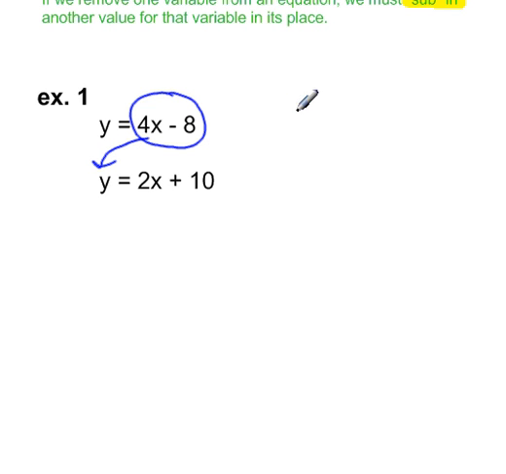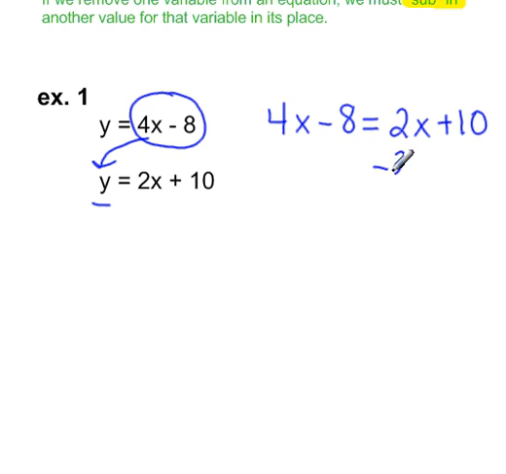And we're going to rewrite that equation because our ultimate goal is to get an equation that only has one variable. So if I replace this y with 4x minus 8, and then I finish it out with 2x plus 10, I now have an equation that only has x. And we're ready to solve this.